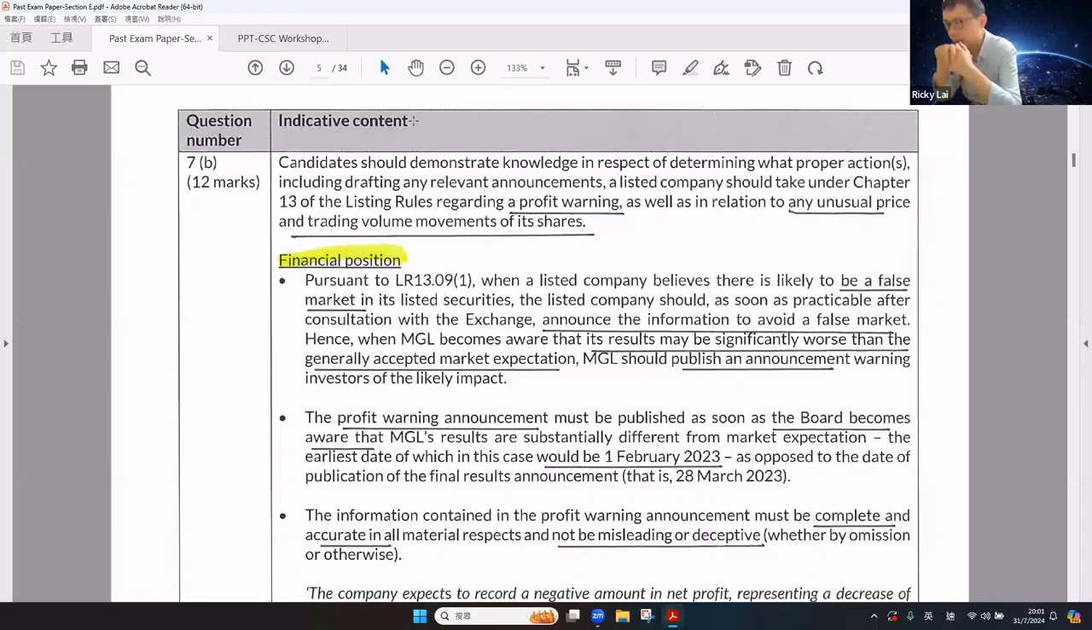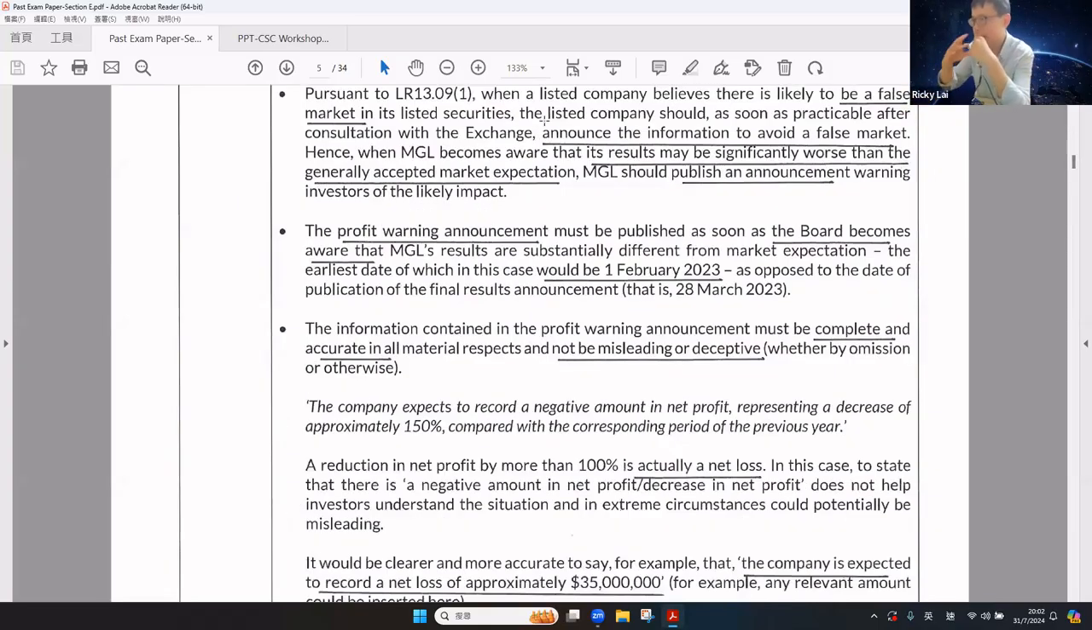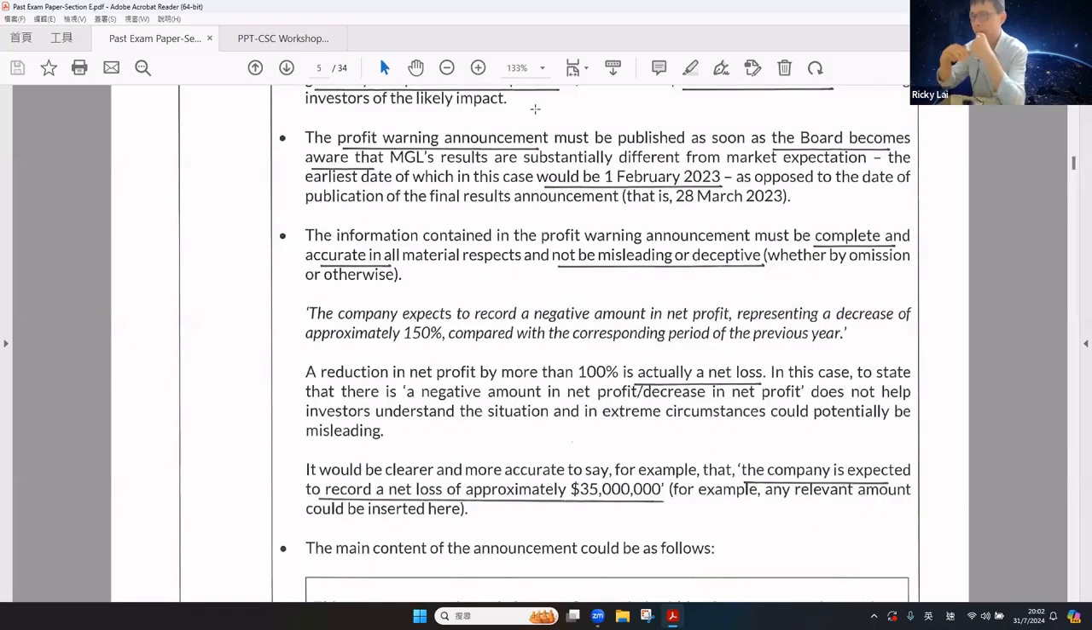The profit warning announcement must be made public as soon as possible when the board has the knowledge that the company results are substantially different from the market expectation. The earlier date of which in this case could be February 1st, as opposed to the day of the publication of the annual result announcement, that is March 28th. The information contained in the profit warning announcement must be complete and accurate in all material respects, and not be misleading or deceptive, whether by omission or otherwise. So that, first of all, that is the sample.